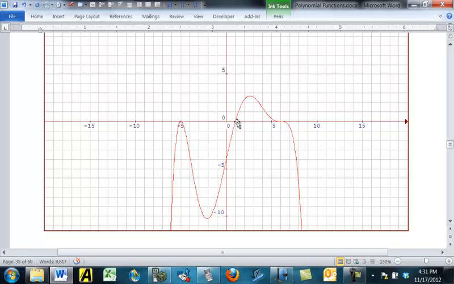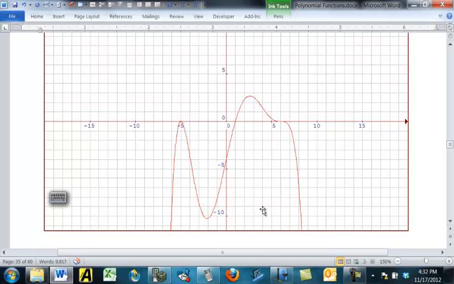Well, let's see. It looks like we have a simple root here at x equals 1. So x minus 1 is a factor. Looks like we have an odd multiplicity root here at x equals 6. So x minus 6 is a factor to the power 3 or 5 or 7, something like that. Probably the third power.